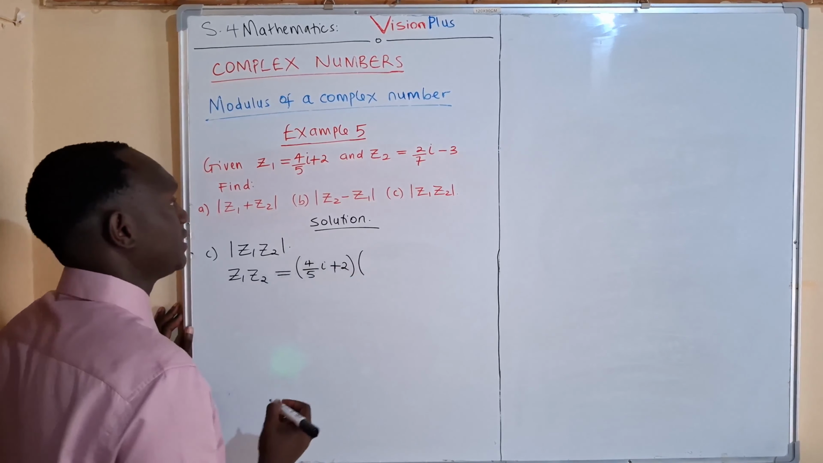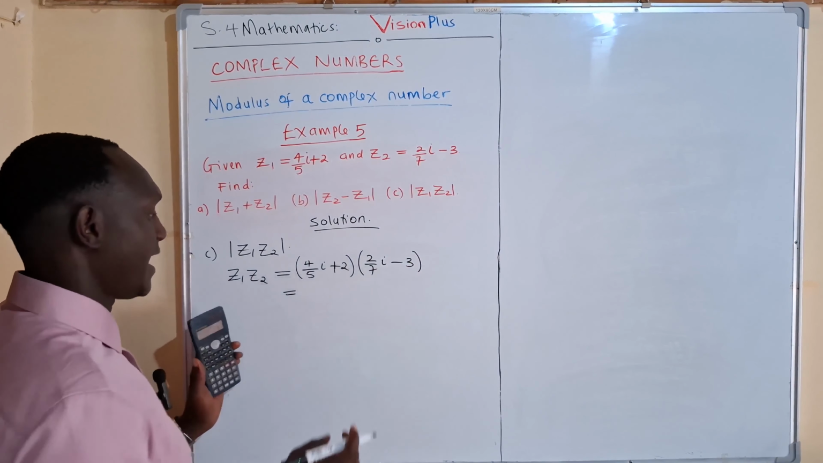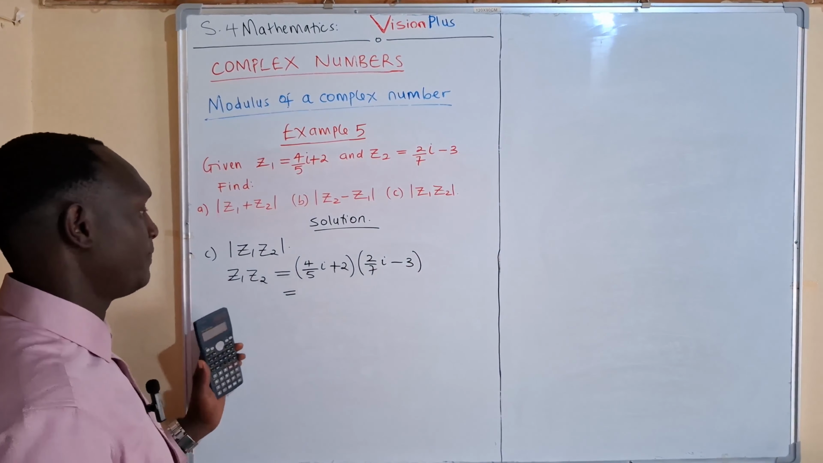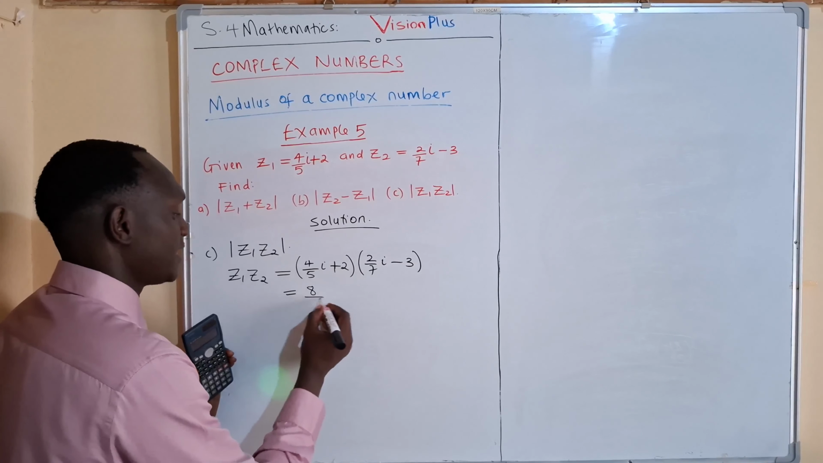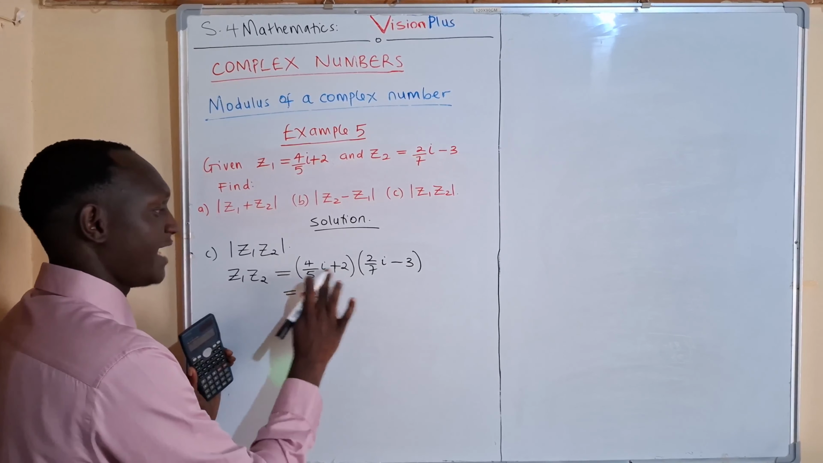Here, you need to be close to your calculator. I have mine here. Now, what is 4 out of 5i times 2 out of 7i? If you're multiplying two fractions, you simply multiply the numerators together and the denominators together. So 4 times 2 is 8. 5 times 7 is 35. Now remember, i times i is i squared.